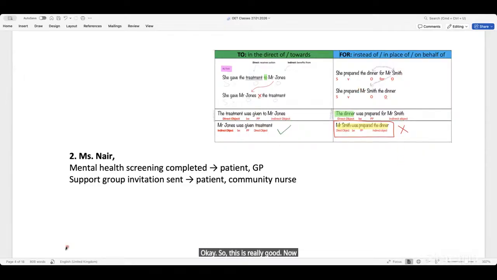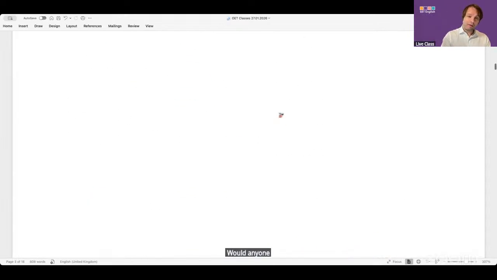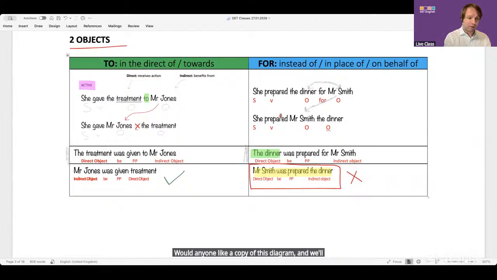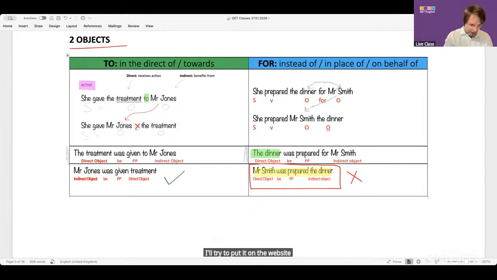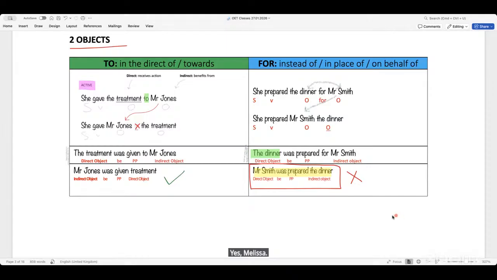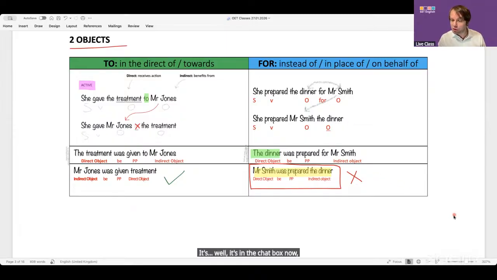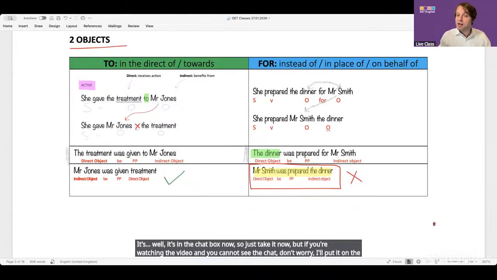Now I'll stop the class because I know you guys have got to go to Paul's class. Would anyone like a copy of this diagram, and we'll continue tomorrow? Yes, please. I'll try to put it on the website. I've got to remember, but also it's in the chat. Just give us the time to download that, please. It's in the chat box now, so just take it now. But if you're watching the video and you cannot see the chat, don't worry, I'll put it on the video as well.